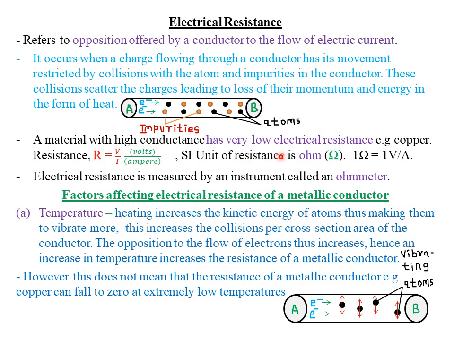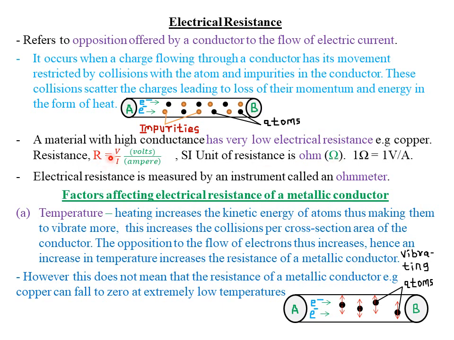So the SI unit for resistance, as we said in our previous class, is the ohm. That is derived from Ohm's law, because the person who made a contribution to the discovery of Ohm's law had the name Ohm. So the SI unit for resistance is therefore the ohm, which is denoted by this particular symbol here.